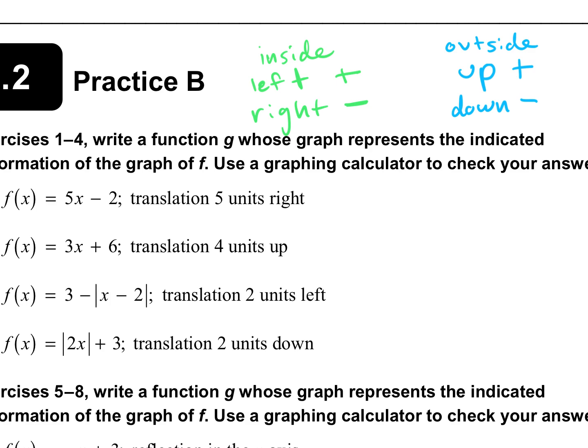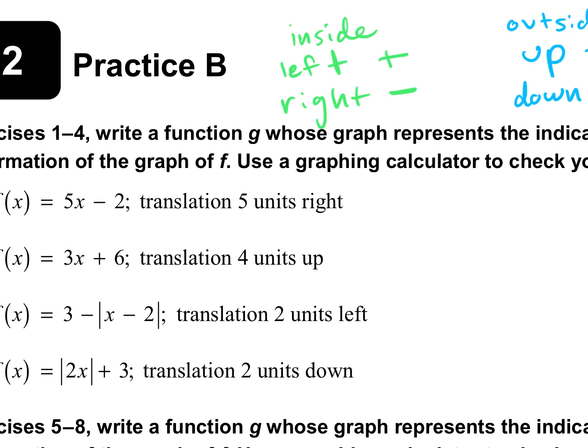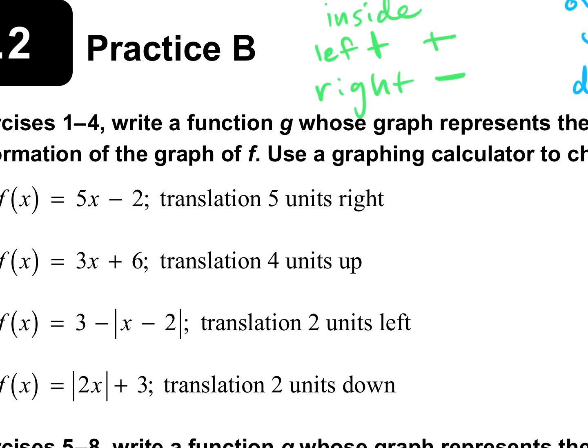We have a translation 5 units to the right. So the right, is that inside or outside? Inside. And am I adding or subtracting? Subtracting 5. So we're subtracting 5 directly to the x. So here we don't have any parentheses, but because it's inside, it happens directly to the x.